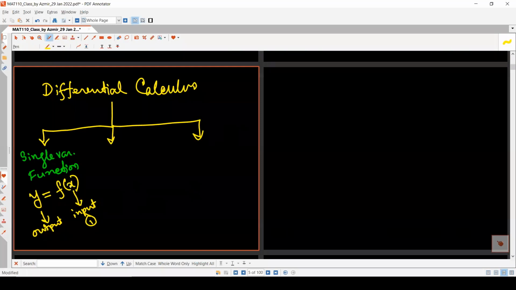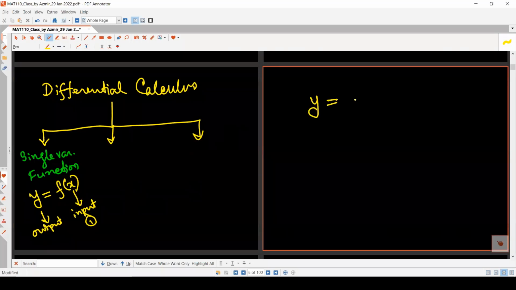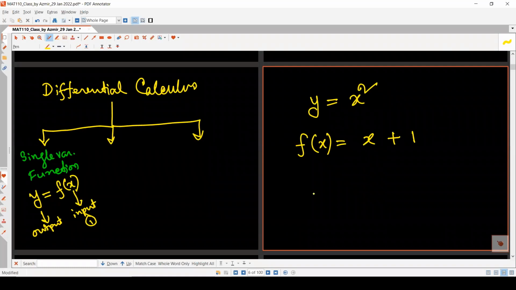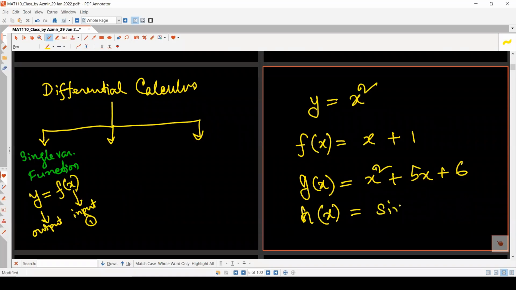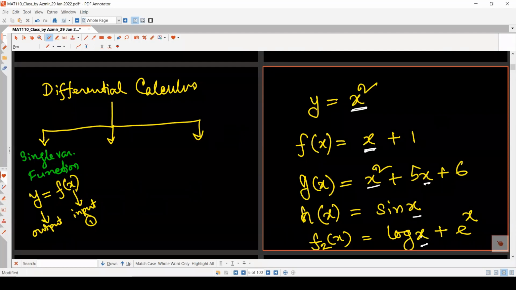Since we have x as the input, let's say we have y equals x squared, or f of x equals x plus 1. Suppose we have g of x equals x squared plus 5x plus 6. Suppose we have h of x equals sine x. Suppose we have f of x equals log x plus e power x. You can see that every time on the right side, we have a single variable, x. You can see log x, e power x. So all these functions have the form y equals f of x.